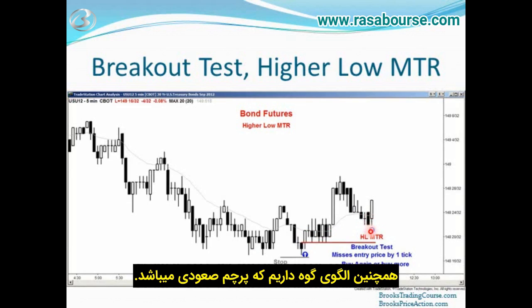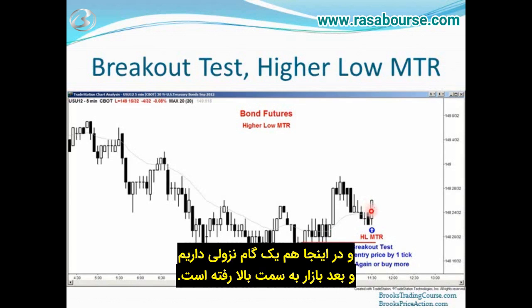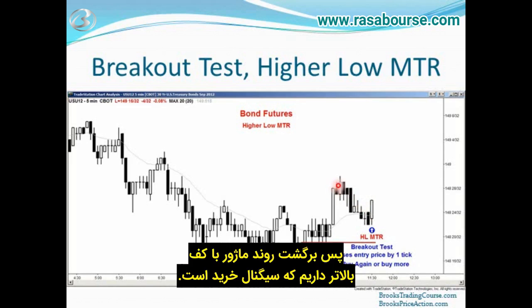Arguably a wedge bull flag. We had a push down here and then up, a push down here and then up, and then a push down here and then up. So to me, this is a higher low major trend reversal buy signal.